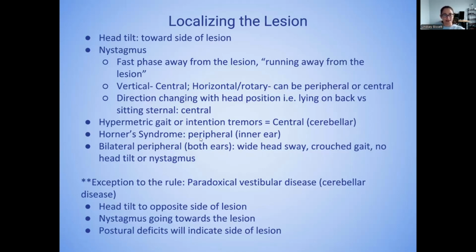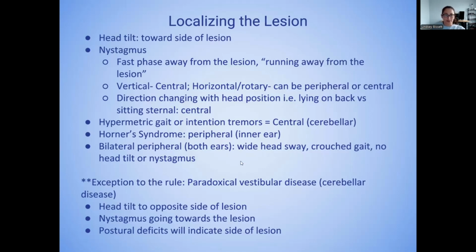Horner's syndrome is indicative of an inner ear problem. It will affect more of the nerves of the inner ear, and Horner's syndrome is defined by three things. You've got ptosis, the drooping of the eyelid, miosis, a tiny pupil, as well as prolapse of the nictitans, the third eyelid. If you see those things, then that points you to an inner ear issue.